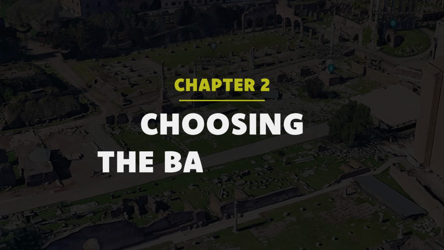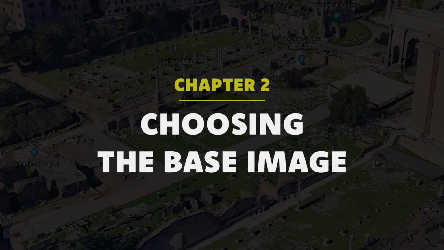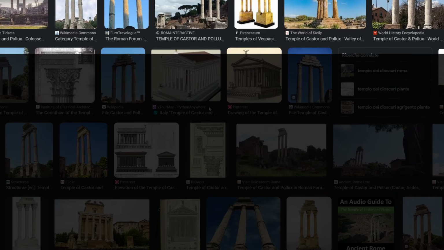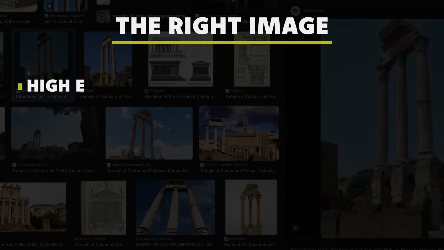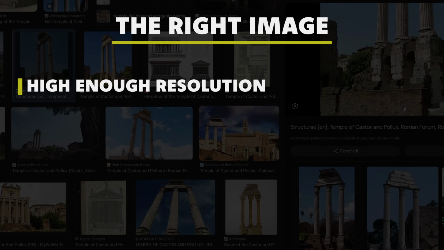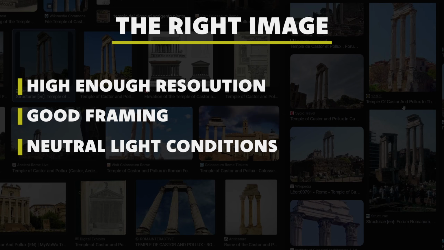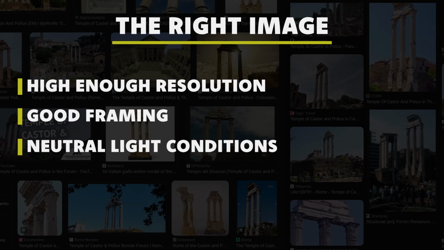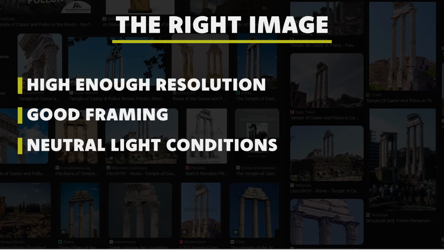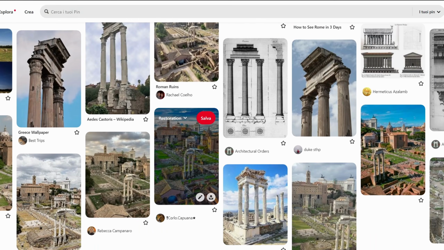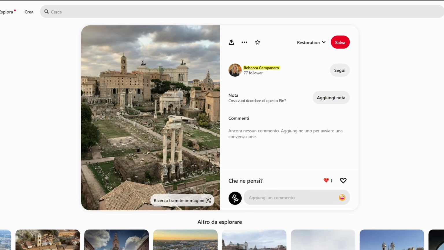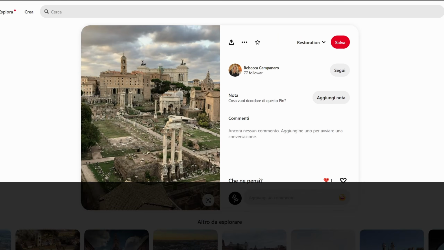Along with the right subject, a good base image is of course needed as well, and again, three are the conditions I set. The shot will need to have a decent resolution and to frame as much as possible of the whole structure. More importantly, light conditions will need to be as neutral as possible to potentially minimize pre- and post-processing editing. The one I would eventually choose is this pin by Rebecca Campanaro, and I don't really know if it's her shot or not, but anyway, that's the source I used.